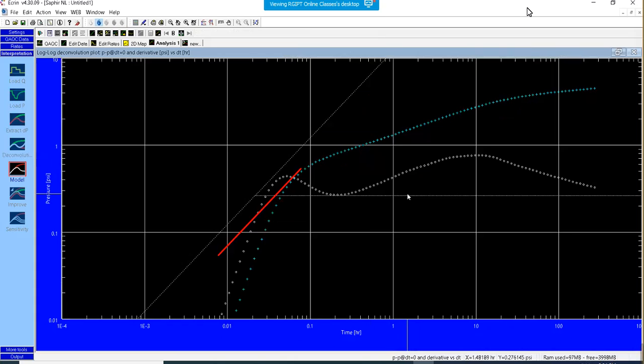Based on this interpretation, I can find that there is no wellbore storage. So when we model this pressure derivative curve, we are not going to use the constant wellbore storage model. This is the first hint. We will use the no wellbore storage model, because I can directly tell from the graph that there is no wellbore storage.